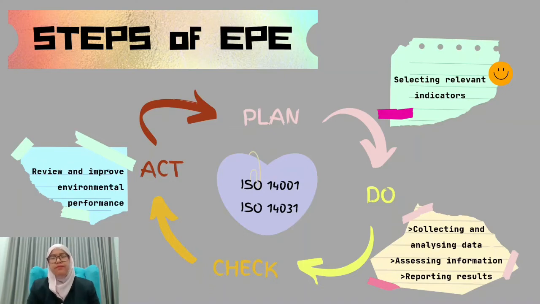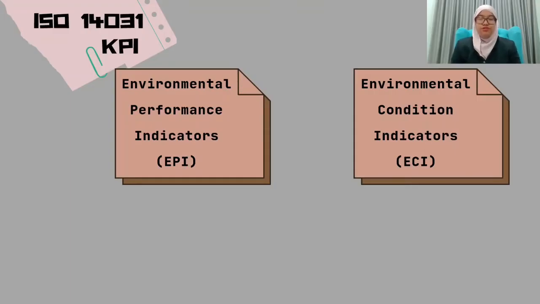How cost beneficial is the EMS process? Are the right aspects and impacts being addressed? Are the data sources and analytical methods appropriate? ISO 14031 provides guidelines on how to select the indicators as I have previously mentioned.